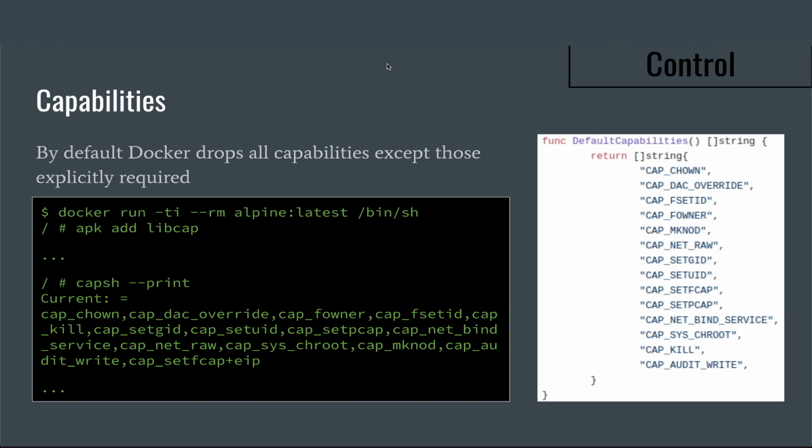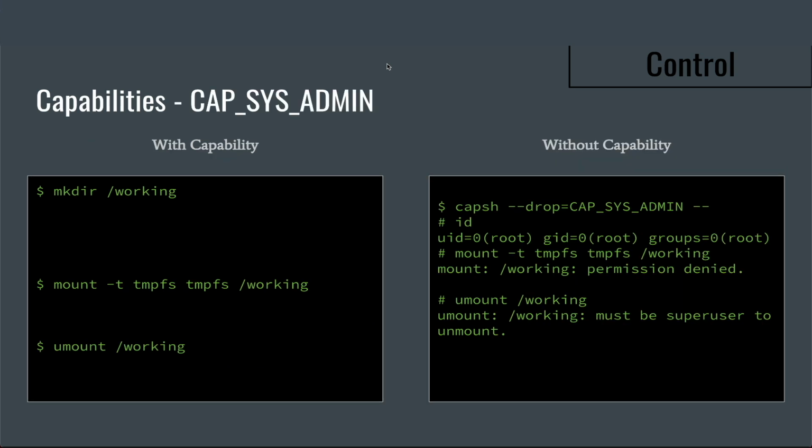These capabilities assigned to a container can be identified by using the capsh command, which may not exist within the container by default, but capsh outputs the current process capabilities, as you can see on the screen. In this example, we modify the capabilities of a shell, dropping the CAP_SYS_ADMIN capability, and then we observe the consequences. In one terminal, we create a working directory.